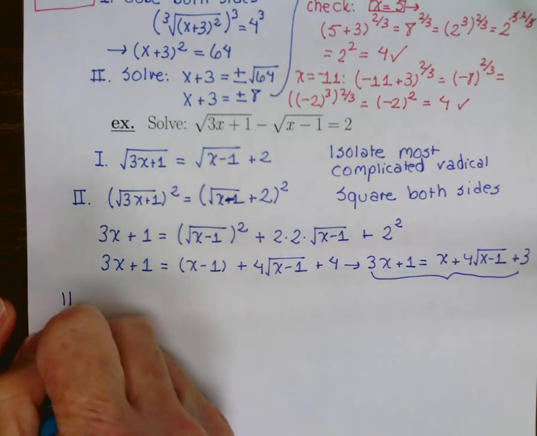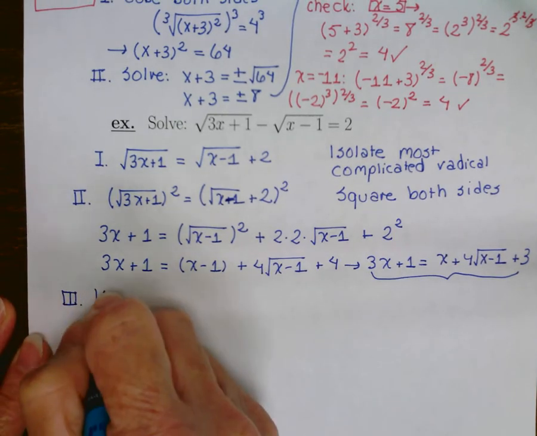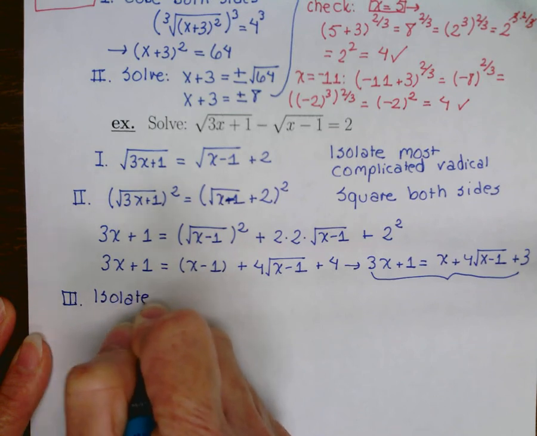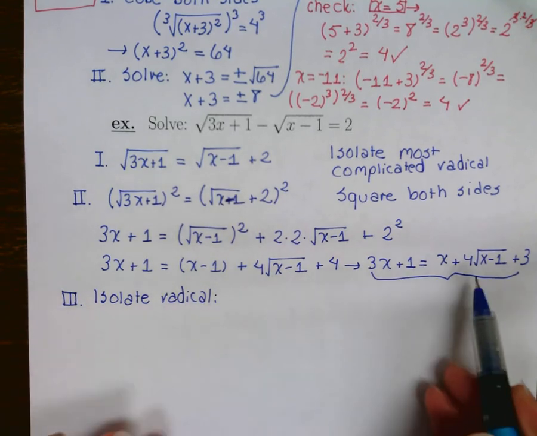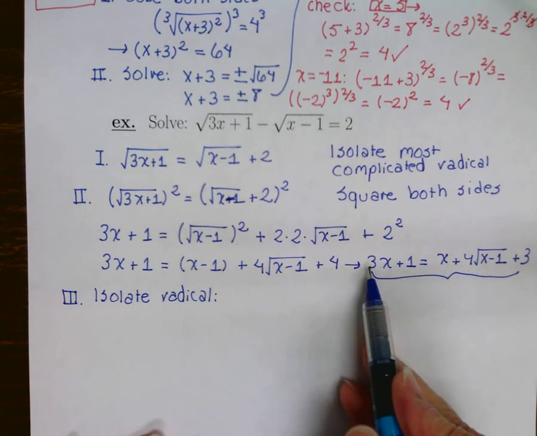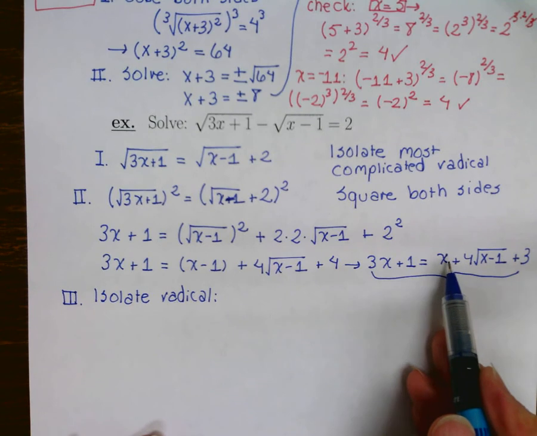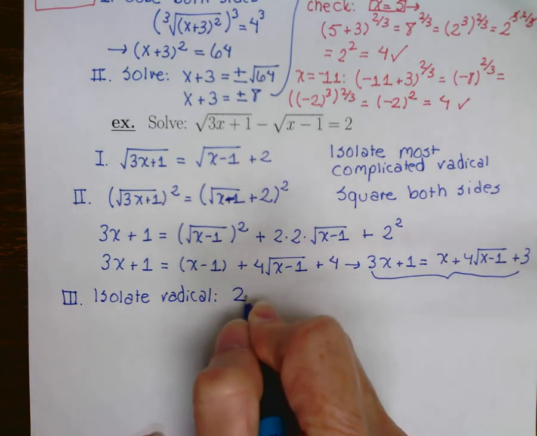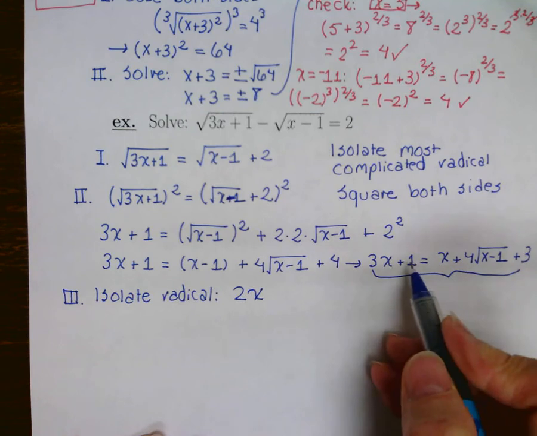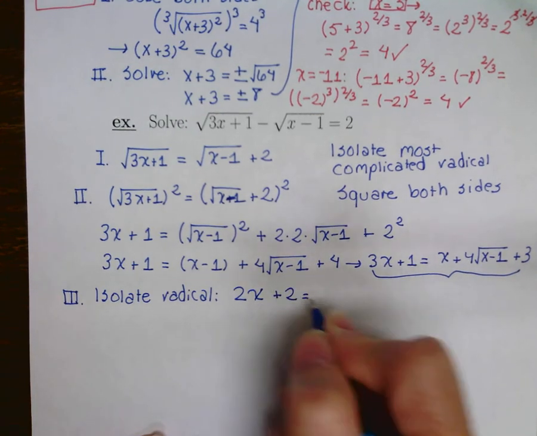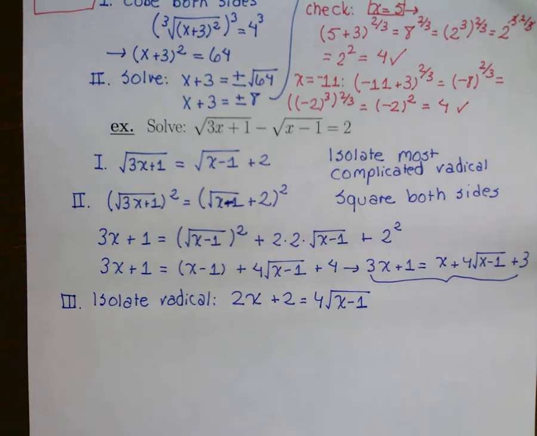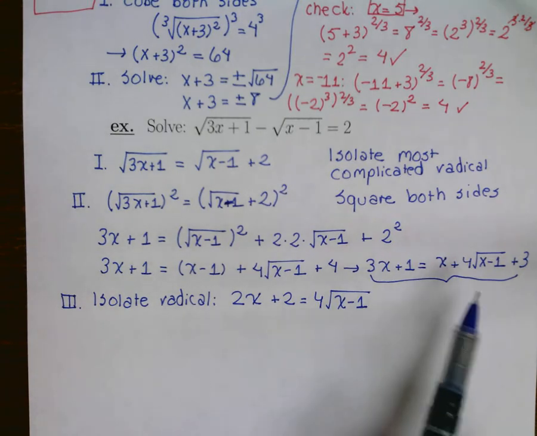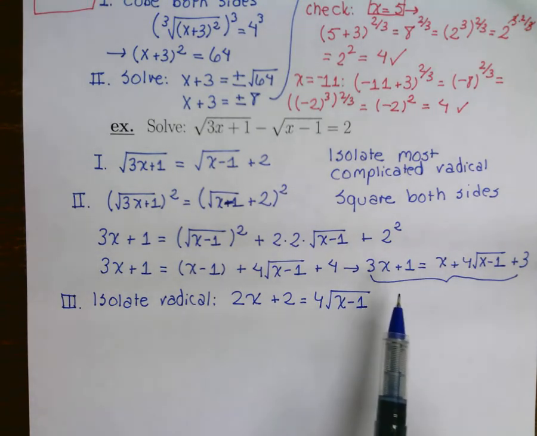So we need to isolate the variable again. Isolate the radical again. Okay. So we'll bring everything over to this side to keep that radical positive. So I'm going to get what? 2x plus 2 equals 4 times the square root of x minus 1. Okay, 2x plus 2 equals 4 times the square root of x minus 1.